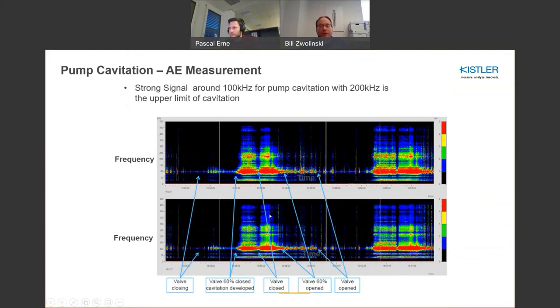And what you see here is events where the valve's closing, the valve's almost closed here, and so forth. And with the valve opening, you could see these events clearly in the spectrograms. And that tells you a lot about the operation of the equipment. And again, this is all being done in a high vibratory environment. So what you're getting here is a measurand that's basically insensitive to vibration.